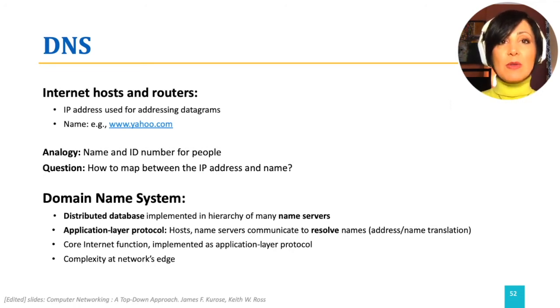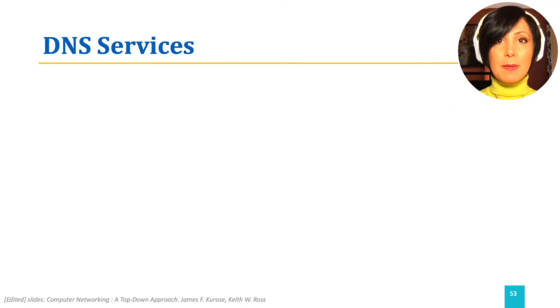DNS is a distributed database implemented using a hierarchy of many name servers communicating with each other to map host names and IP addresses. It is an application layer protocol that provides a network layer functionality. As you will see in the discussion shortly, the complexity of this protocol is at the network's edge. DNS provides a number of services. The best known of its services is translation of host names to IP addresses. So when you want to reach a server and you only know the name, the DNS system comes to help.